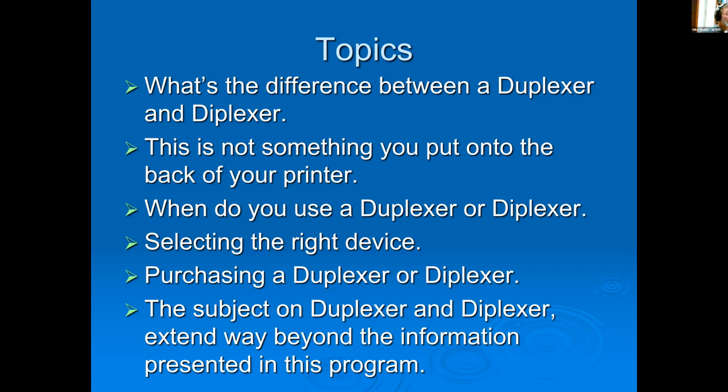Okay, this is not a discussion about something that you put on the back end of your printer to be able to print two sides of a piece of paper. So we're not talking about printers in this discussion. We're going to be talking about AM radio. So we're going to talk about when do we use a duplexer or a diplexer, selecting the right device, purchasing a duplexer or a diplexer.